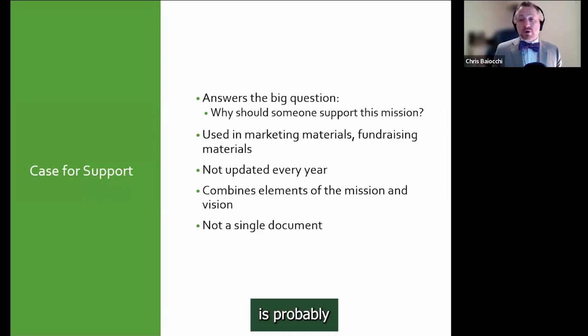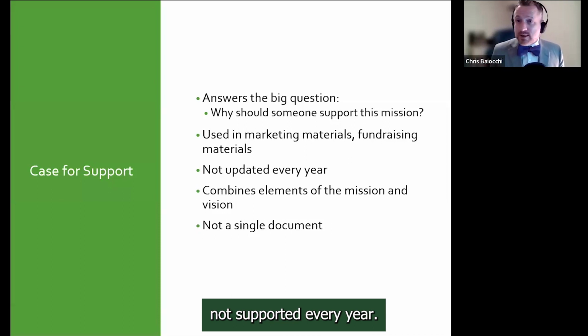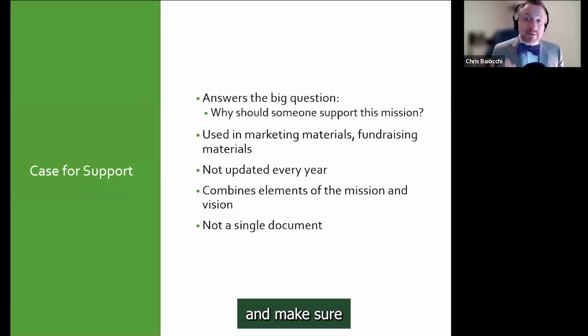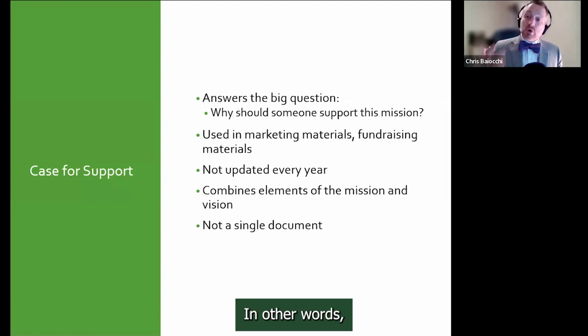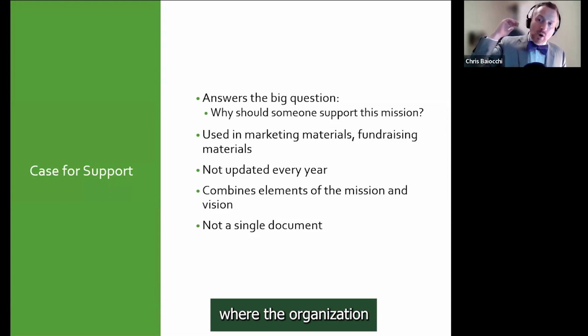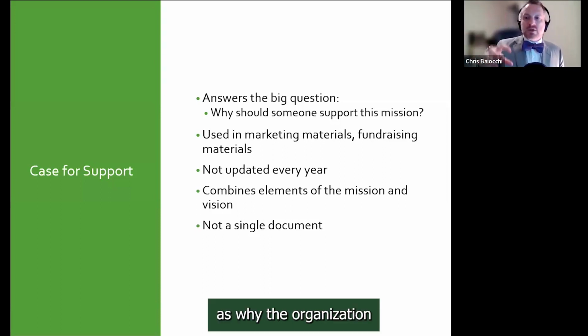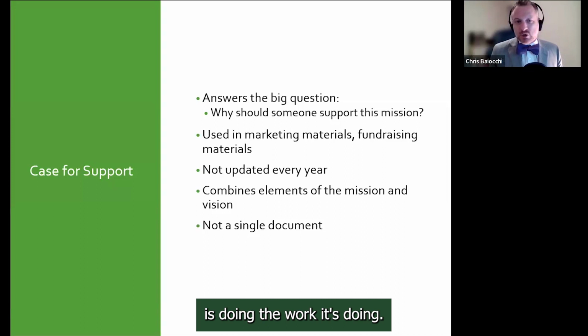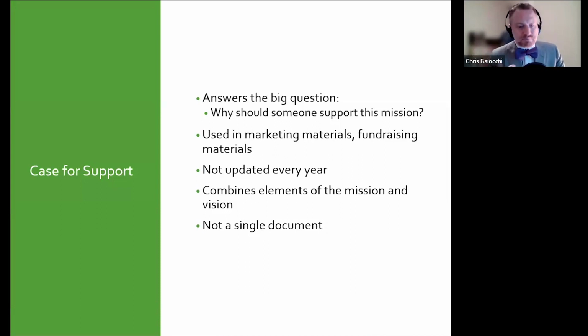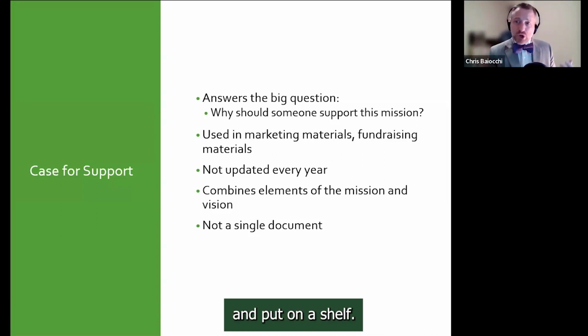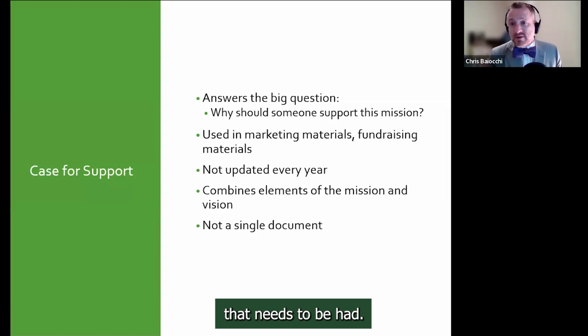So your case for support is probably not updated every year. It might be every other year you look at it and make sure it still reads well. It should combine elements of the mission and the vision. In other words, it should talk about where the organization is going, as well as why the organization is doing the work it's doing. And again, it's not a single document. So don't think of this as something that needs to be designed and laid out and printed and put on a shelf. Think of it as a conversation that needs to be had.